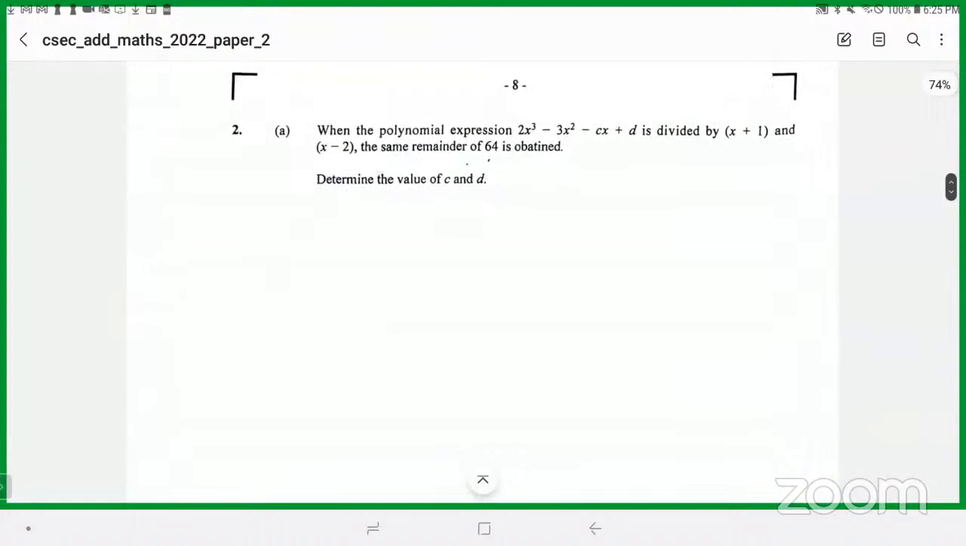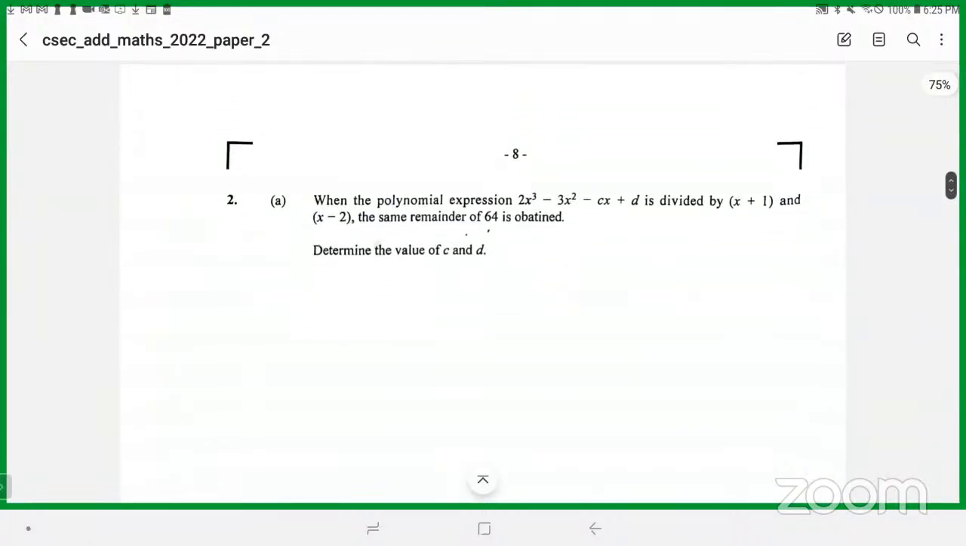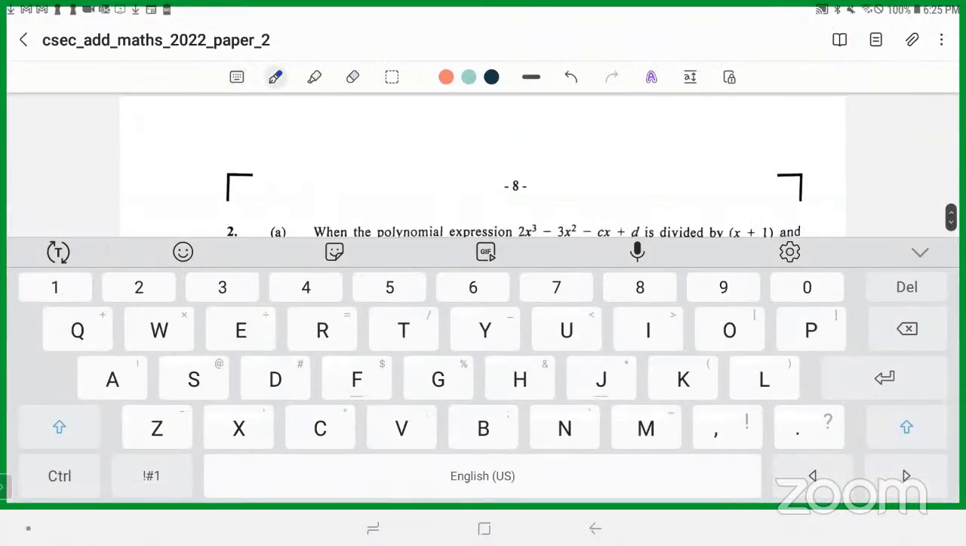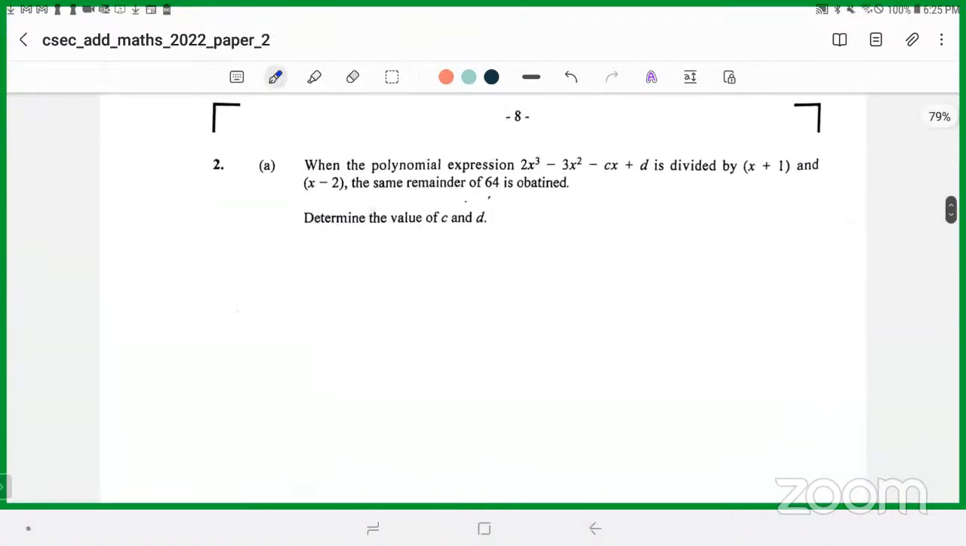All right, here's a polynomial on this paper. It's in question 2. So you look between question 1 and 2, or you know it's in section 1. All right, this says when this polynomial is divided by x plus 1 and x minus 2, almost like the same question, eh?